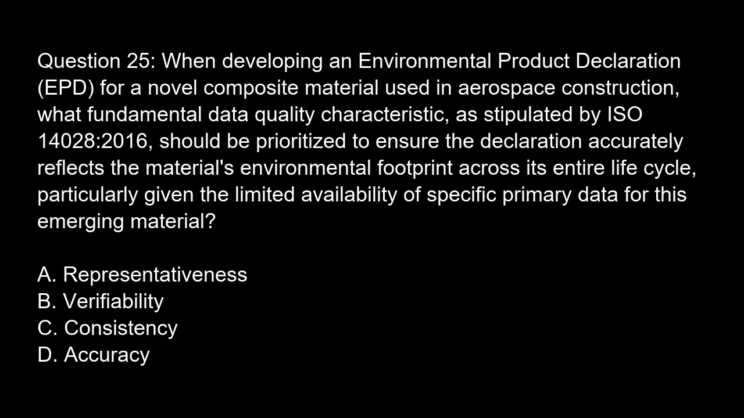Question 25. When developing an environmental product declaration, EPD, for a novel composite material used in aerospace construction, what fundamental data quality characteristic, as stipulated by ISO 14028:2016, should be prioritized to ensure the declaration accurately reflects the material's environmental footprint across its entire life cycle, particularly given the limited availability of specific primary data for this emerging material? Option A, representativeness. Option B, verifiability. Option C, consistency. Option D, accuracy.